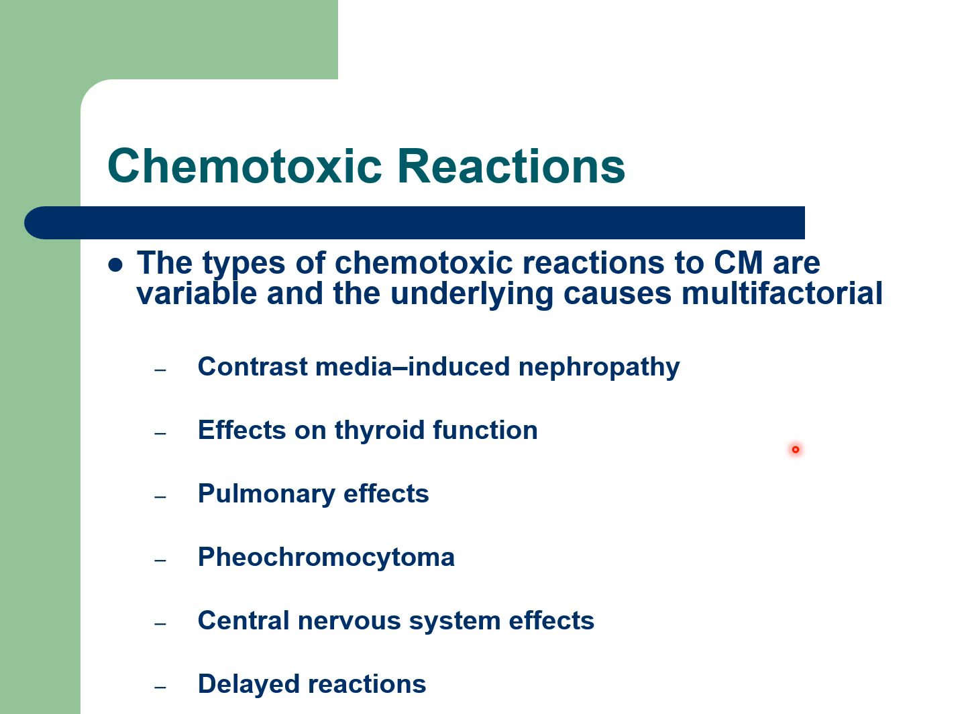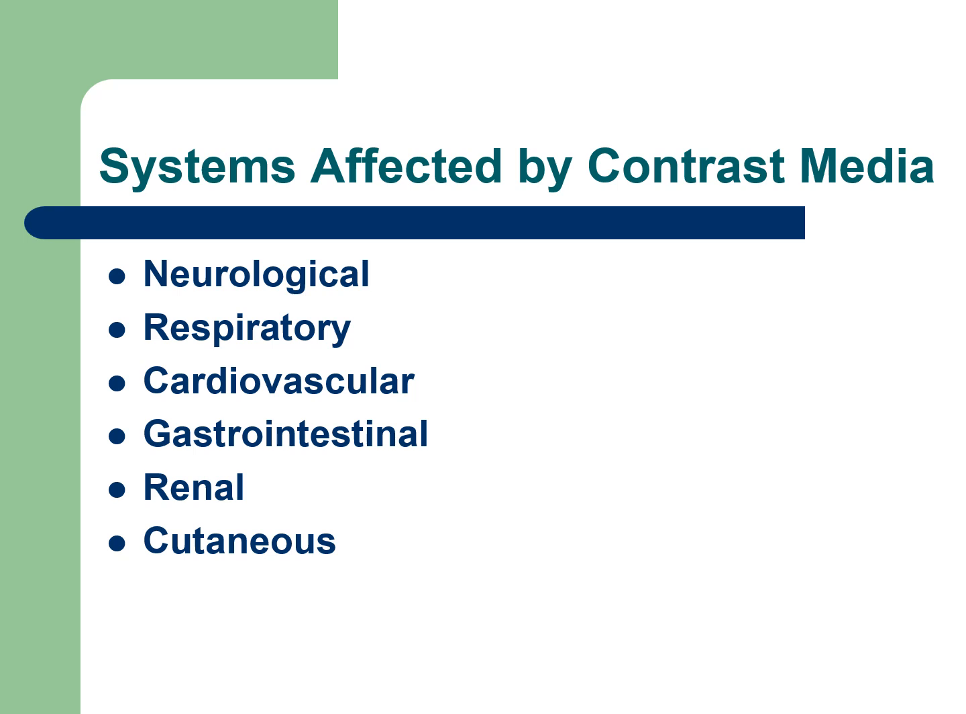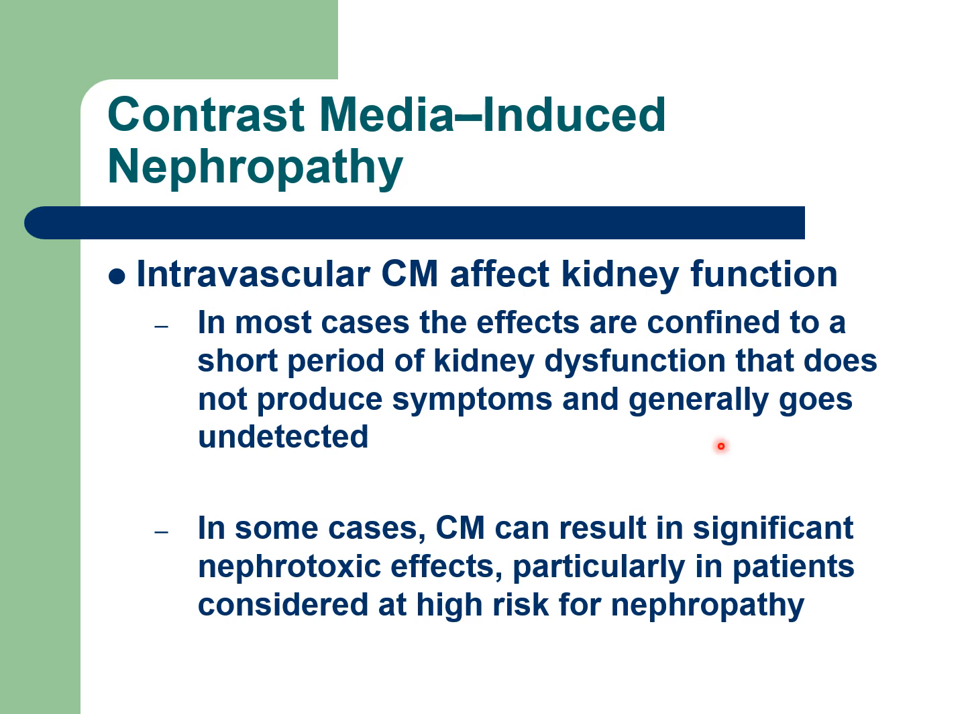We can have delayed reactions, but most reactions are going to happen within the first 5 minutes. I think the percentage is about 90% will happen within the first 5 minutes, and most of them happen within the first minute. So the systems affected by contrast media: neurological, seizures; respiratory, difficulty breathing and fluid on the lungs; cardiovascular, literally the heart stopping or beating irregularly; gastrointestinal, vomiting or diarrhea; renal, causing damage to the kidneys; cutaneous, the skin, causing ulceration and blistering in the worst effects, but certainly itching and hives in the lesser effects. So all these systems can be affected.